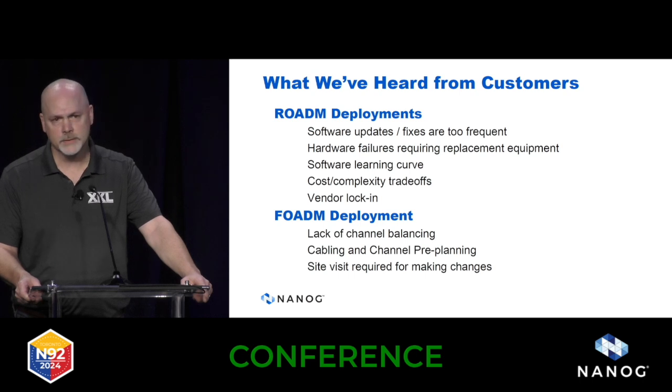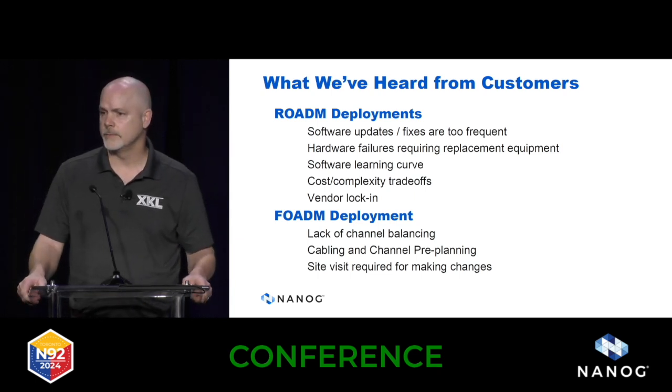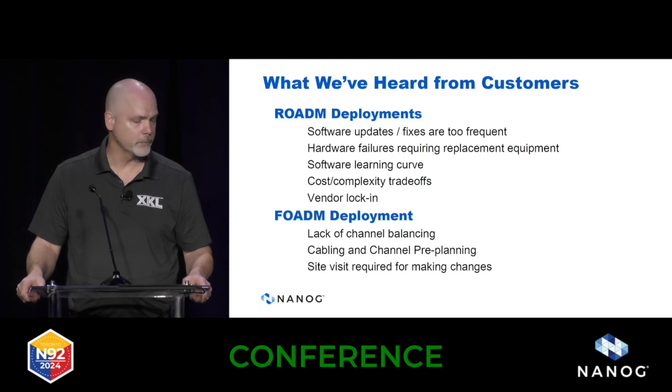Lack of channel balancing, that's the equalization or the power levels of the channels in your network, the DWDM channels. We'll talk about that in a few minutes as well. The cabling and the channel pre-planning. There's a bit of a lift there at the beginning when you're trying to design your network and you want to map things out. If you're using a FOADM, you need to understand exactly what channel's going where in your network and map that out for your techs to get out there and deploy it properly.